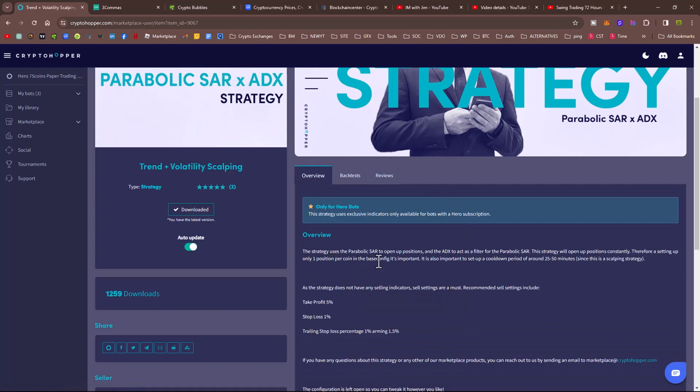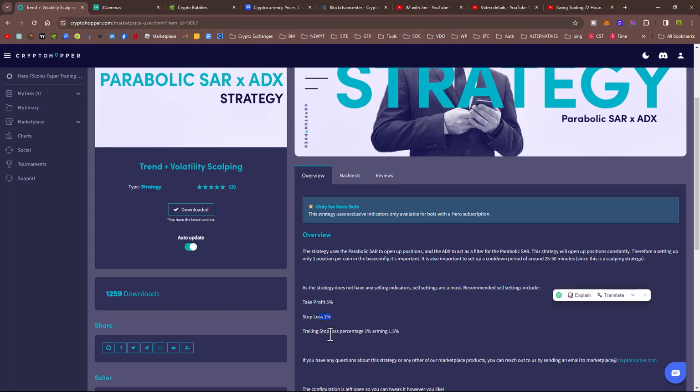Strategy uses parabolic SAR and the ADX as a filter for the parabolic SAR. This strategy will open up positions constantly. Therefore, setting up only 1 position per coin in base config is important. I always do that anyway. It is also important to set up a cooldown period of 25 to 50 minutes, since this is a scalping strategy. As the strategy does not have selling indicators, sell settings are a must. Recommended sell settings include take profit, stop loss 1%.